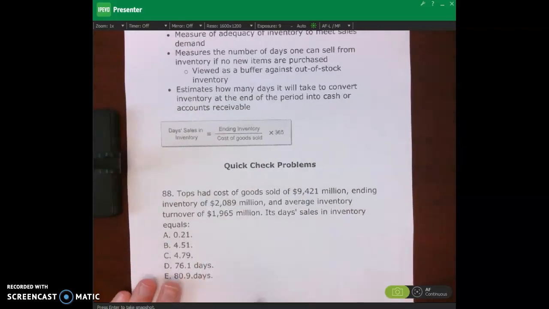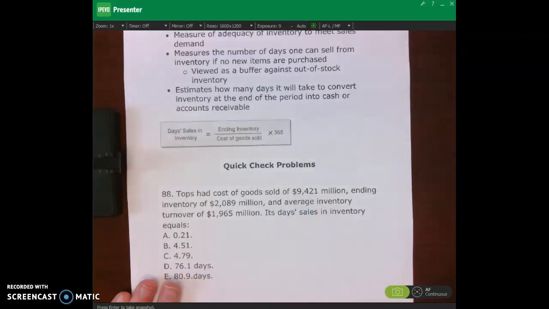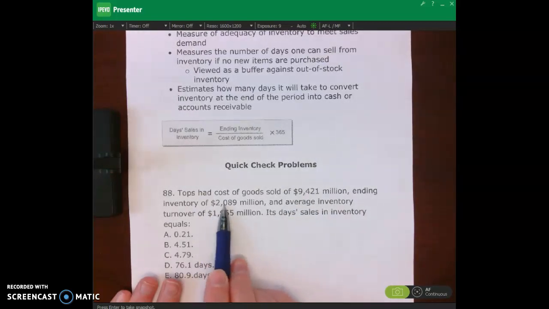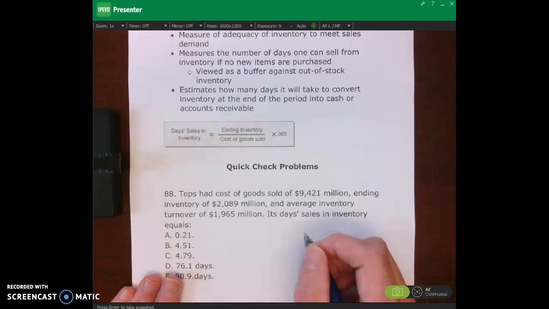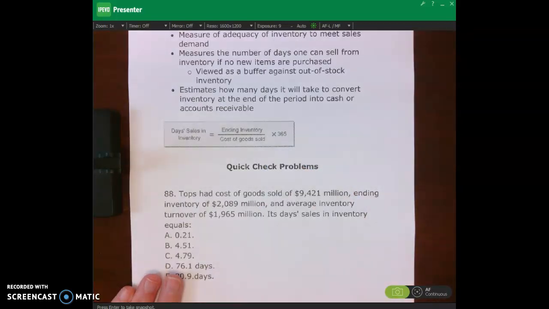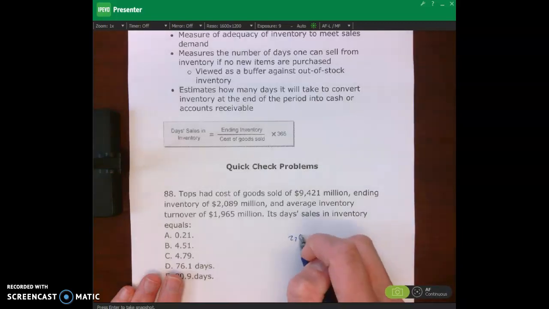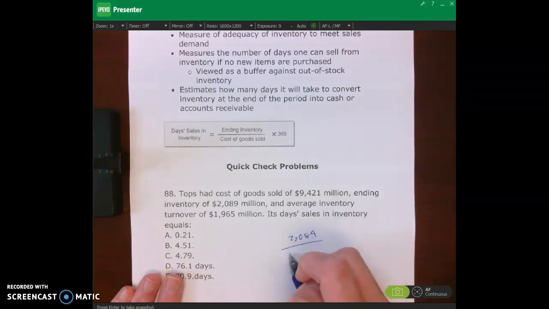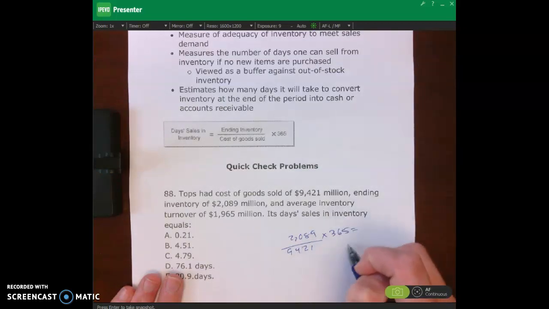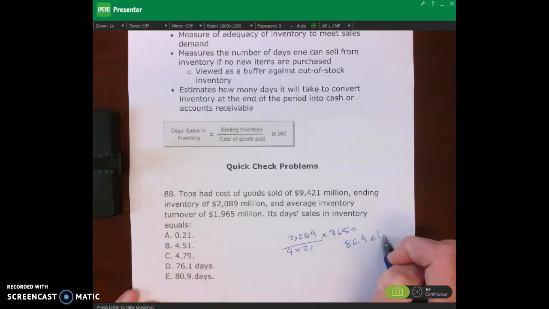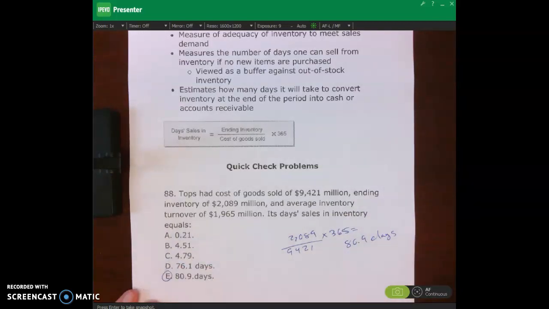An example here. We had cost of goods sold, 9,421,000. Ending inventory, 2,089 million. Average inventory, 1,965 million. What is our days sales in inventory? So if we look up here at our formula, we take our ending inventory divided by our cost of goods sold times 365. 2,089 divided by our 9,421 times 365 gives us 80.9 days. E is the right answer.